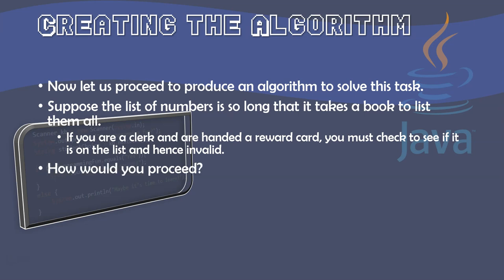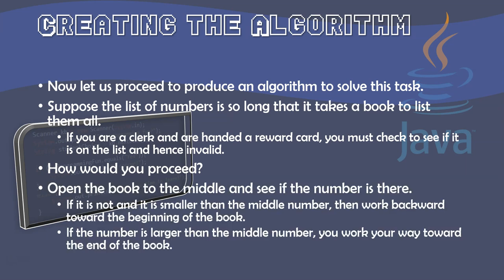Because you have this huge book, let's say it's got thousands of names in it. Well, first thing we're going to do, probably open that book to the middle and see if the number is there. Because we remember it's sorted, so we can look, all right, if it's in the middle of the book, let's see where it's at. If it is not there in the middle of the book, and it's smaller than the middle value, well, we're going to work backward toward the beginning of the book. If the number is larger than the middle number, we're going to work our way toward the end of the book.